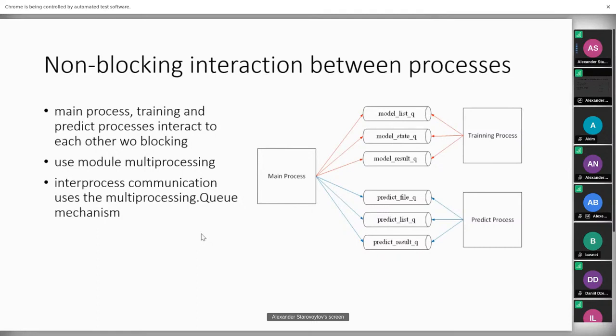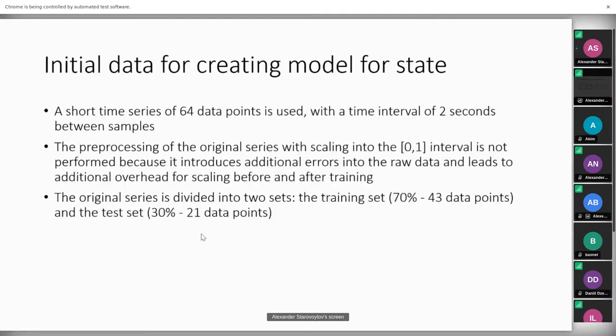Let's talk about the initial data for creating a model for a state. We use a short time series of 64 data points with a time interval of 2 seconds between samples. Scaling the original series into the 0-1 interval is not performed because it introduces additional errors in the raw data and leads to additional overhead for scaling before and after training. The original series is divided into 2 sets: the training set is 70% and the test set is 30%.